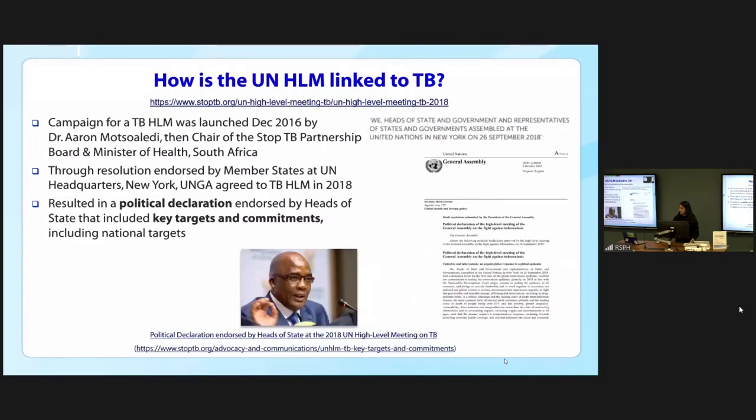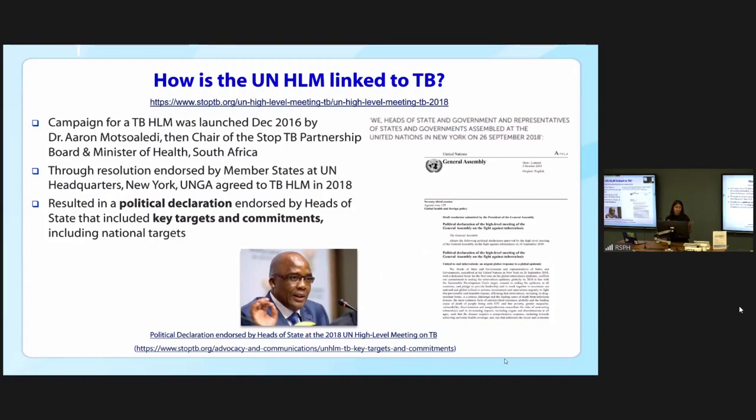So how is the UN high-level meeting linked to TB? So this campaign for the high-level meeting for TB started in 2016, led by the chair of the Stop TB Partnership and the Minister of Health for South Africa. And it was a process where a number of member states had to get together and advocate for a space on the docket in the upcoming high-level meeting agenda, which is, by short way of saying, not easy to get.